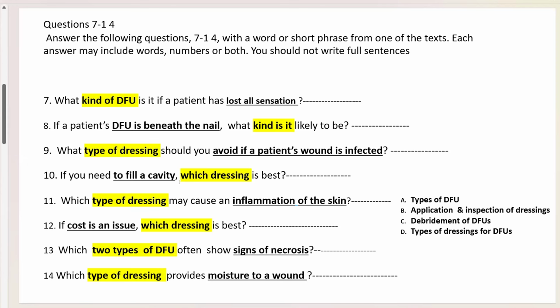Now, if you need to fill a cavity, which dressing is best? Again, which dressing is best? So from the types of dressing. Then, which type of dressing may cause an inflammation of the skin? Again, type of dressing they are asking. Then, if cost is an issue, which dressing is best? It will be in the advantage, right? Then, which type of DFU? The question is about types of DFU, so it will be in text A. Now, which type of dressing provides moisture to a wound? Here they're asking type of dressing.